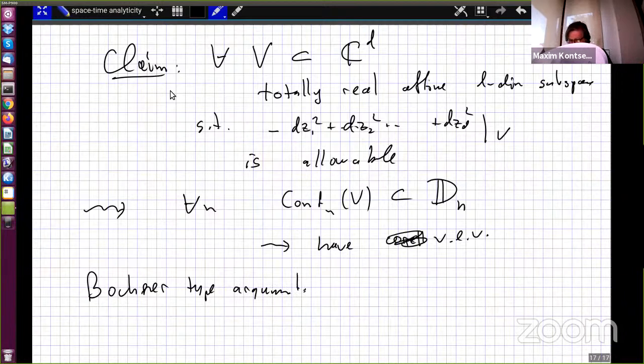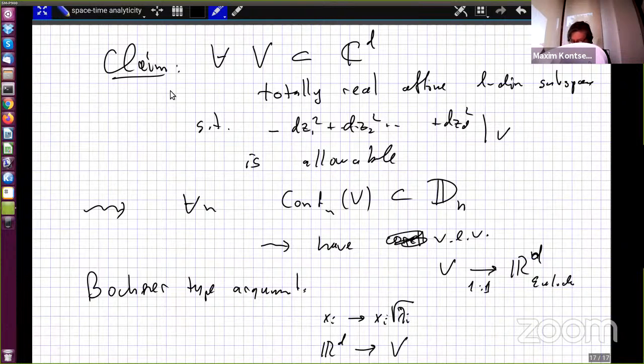argument. If you have this vector space, you project to Euclidean, R^d Euclidean, and it follows from all the properties that its projection is one-to-one. So V is obtained from Euclidean by some kind of tilting, and you go to the transformation xi goes to xi times the square root of lambda I, and then R^d goes to V.